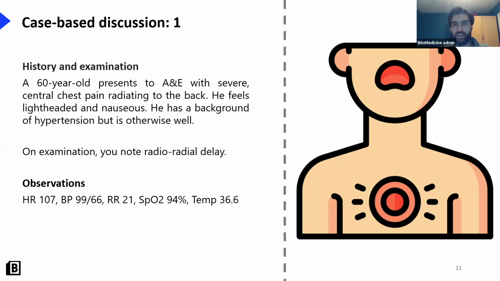And therefore, you should all be very worried. If you've got this presentation turning up to you in A&E, someone complaining of chest pain radiating to the back, look at their observations. Their heart rate is 107. Their blood pressure is 99/66. You know, their blood pressure is low. Their heart rate is fast. That is a worrying sign, as I said. So this should make you concerned. Let's move on to the question.